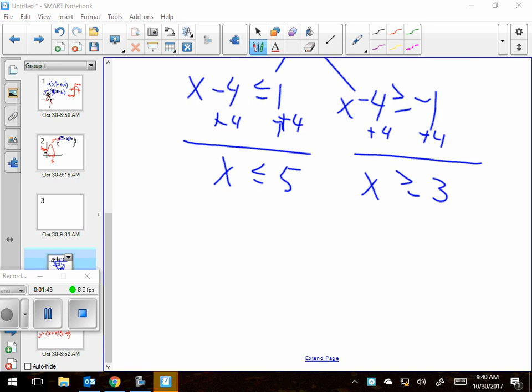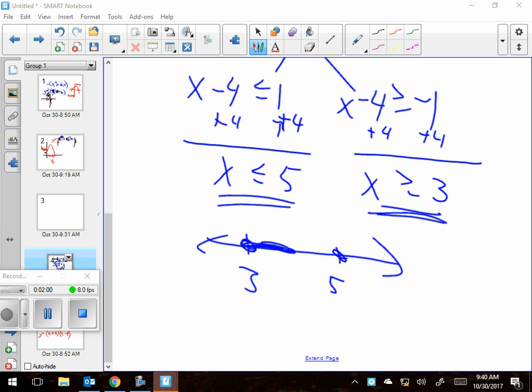Now, if I actually put that on a number line, it helps me anyway to really see what I'm doing. It can be 3, and it can be bigger than 3. That's from this one. And this one says it can be 5, or it could be less than 5. And there we go. It's in between 3 and 5. So there's actually a range of answers that would work.